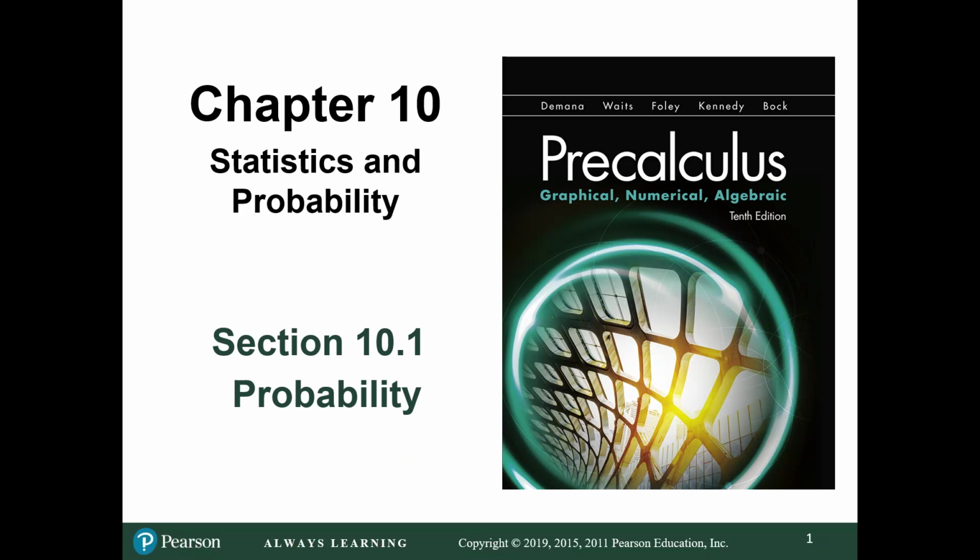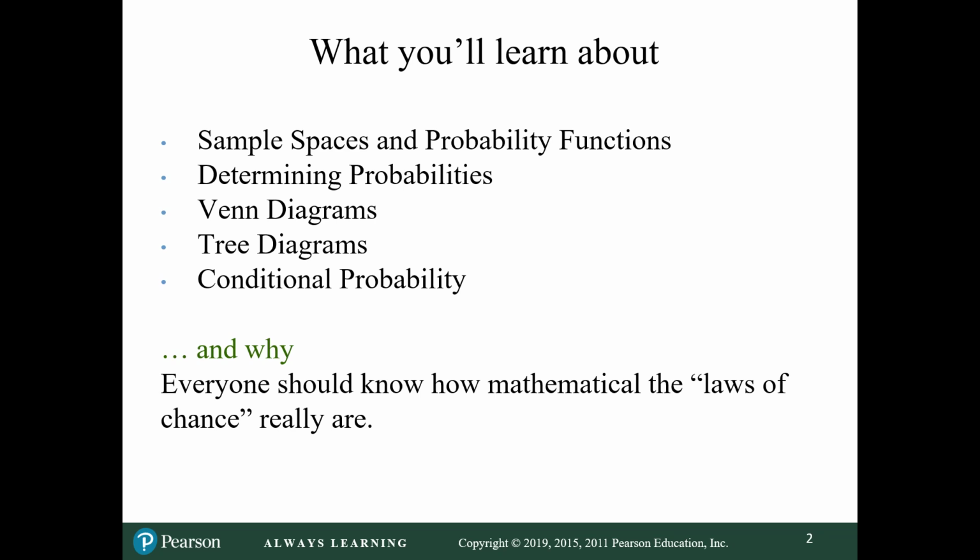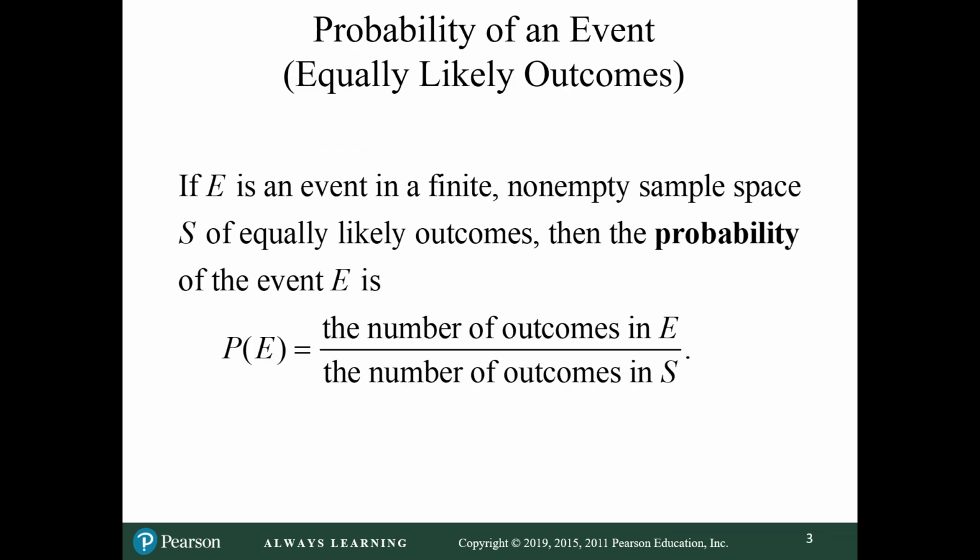All right, so probability. We're going to look at sample spaces and probability functions, and determine probabilities. The probability of an event happening is the number of positive outcomes, the number of outcomes that you want. It might not be positive, it could be a negative thing happening, but the number of outcomes you're looking for out of the total number of outcomes in the set, in the sample space.